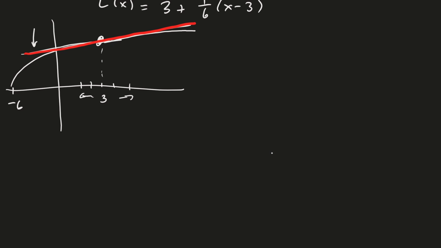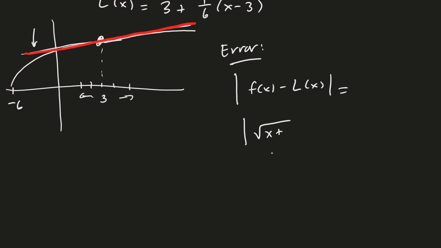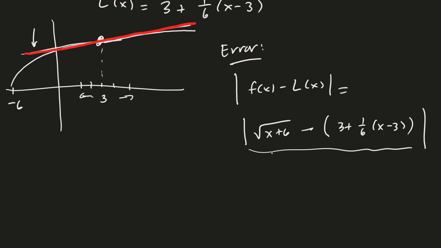And you could see, so the error, right, would be the absolute value of the difference between f of x and the line, right? And so you could write down the error function in this case. That would be the absolute value of the square root of x plus 6 minus, and then we can write our line, right? And so you could actually plot this if you wanted to. If you plot that in Wolfram Alpha, for example, you could see how close you are.